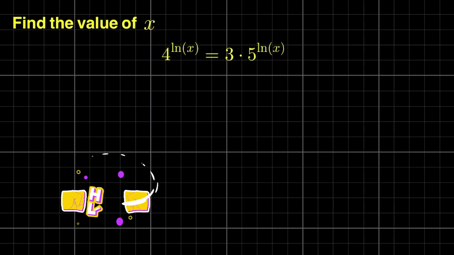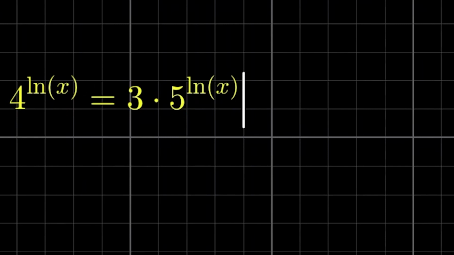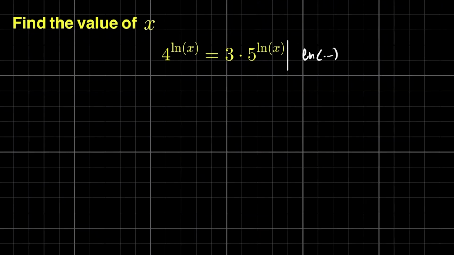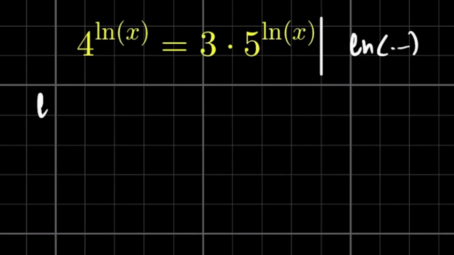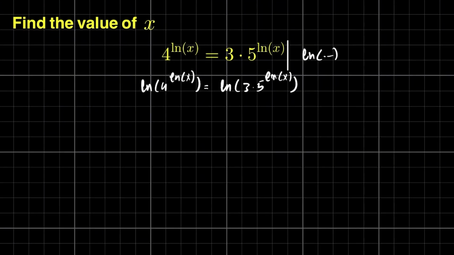For this video, I'm going to use the natural logarithm. What I'm going to do first is apply the natural logarithm on both sides of this equation. On my left side of the equation, I'm going to have ln of 4 to the power of ln of x. And on my right side, I'm going to have ln of 3 times 5 to the power of ln of x. Now I'm going to expand these two sides of the equation using logarithmic rules.